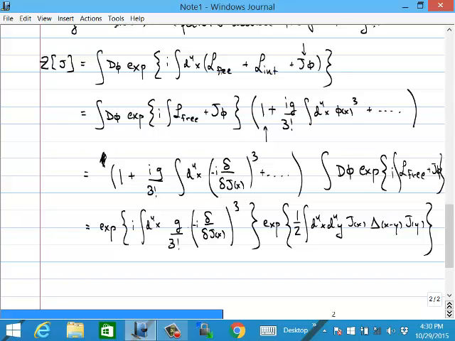Is that clear, more or less? I haven't really done very much except use things that we already learned, namely that if you want to insert a bunch of phi's in this path integral, you take a variational derivative. Is that clear? Is everyone more or less clear?